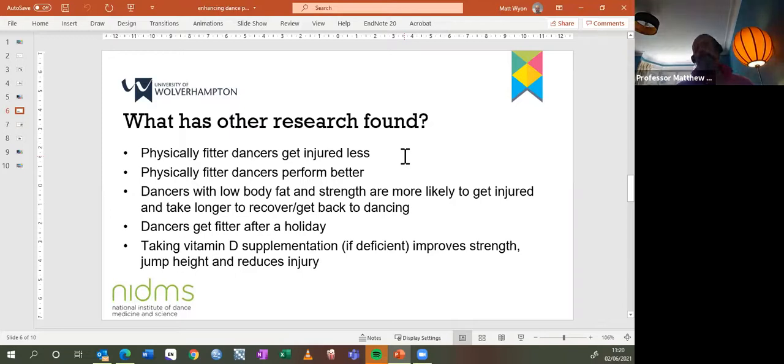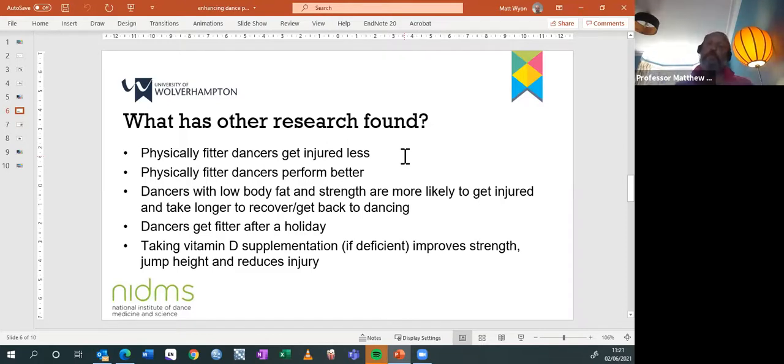But we've noted, though, by giving vitamin D supplementation to dancers, they improve their strength, they improve their jump height, and they also reduce the amount of injuries. And this seems to actually occur quite quickly. So we've done a couple of studies on this. One where we gave them 2,000 units of vitamin D a day. And we found the biggest problem with that is getting anyone to remember to take their tablet every day. And then we had a look at giving a whopping great bolus. So we gave some dancers 150,000 units in one go.